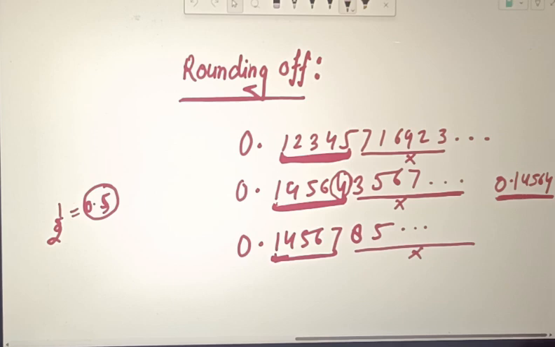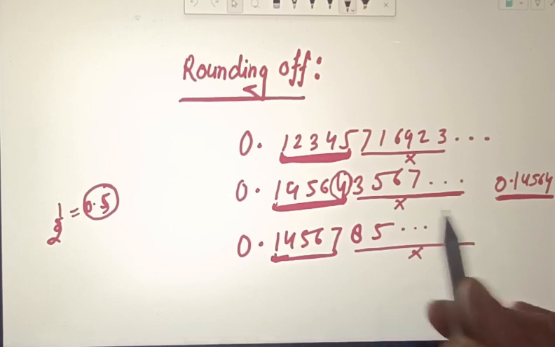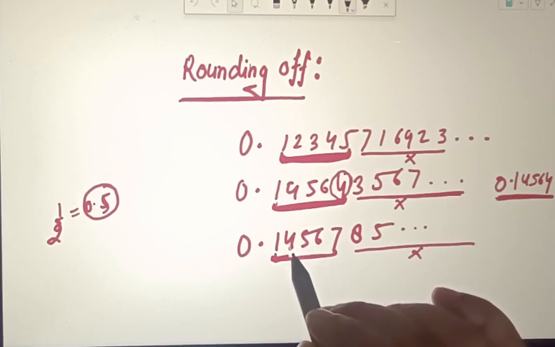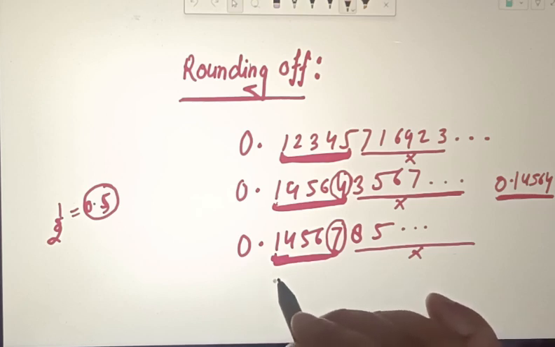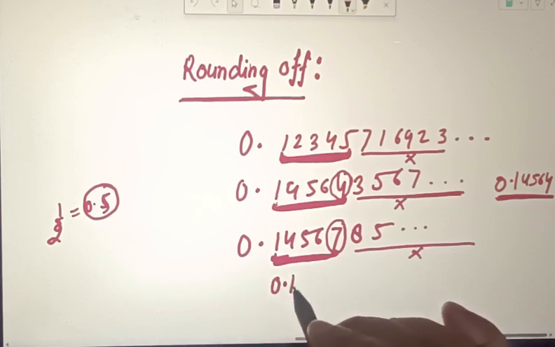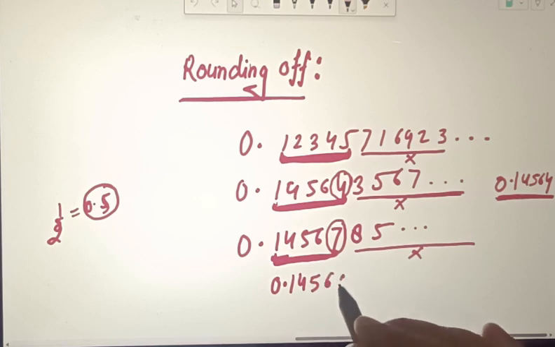On the other hand, if it is greater than half a unit in the nth place, obviously it is greater than 5, then the nth place increases by unity. Then the rounding of the number for this number will be 1 4 5 6 8, this one.